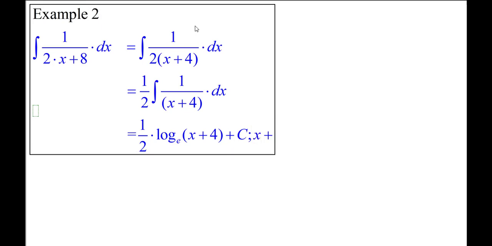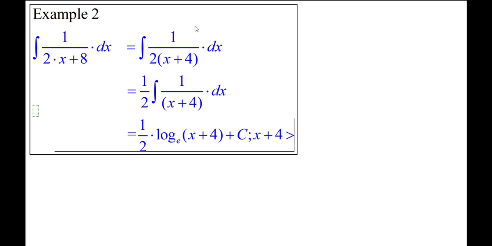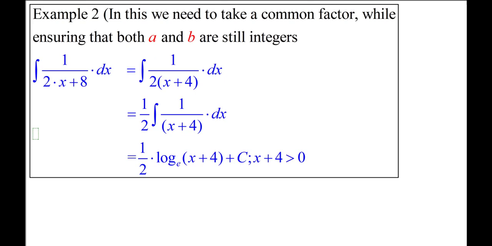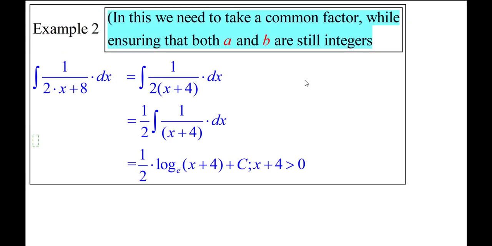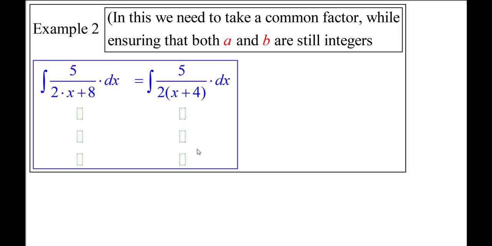So far these two examples have been pretty straightforward. So just the condition that we need to take a common factor while ensuring that both a and b are still integers. So that's important. Okay, we'll look at another example.